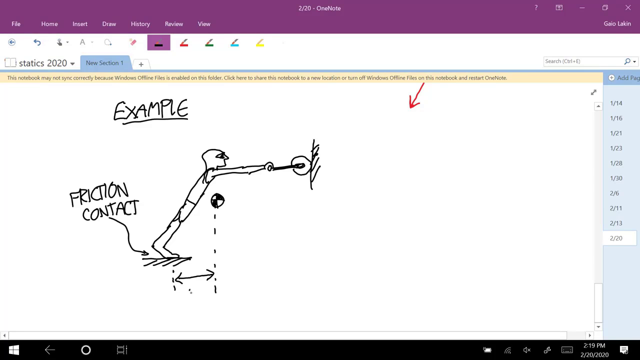Okay, so this distance is 1/2 meter. And then this distance, where the roller is, is 0.8 meters. And we want to know what are the reactions.